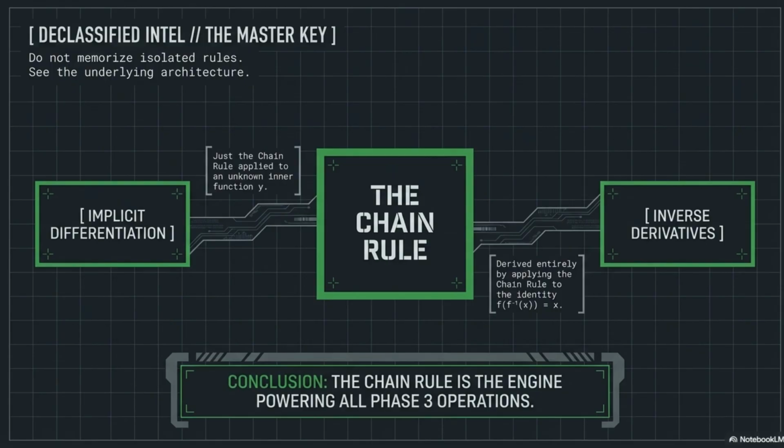Declassified intel, the master key. Do not memorize Phase 3 as isolated rules. Look at the underlying architecture. Implicit differentiation is just the chain rule applied to an unknown inner function y. Inverse derivatives are derived entirely by applying the chain rule to the identity f of f inverse of x is equal to x. Conclusion: the chain rule is the engine powering all Phase 3 operations.